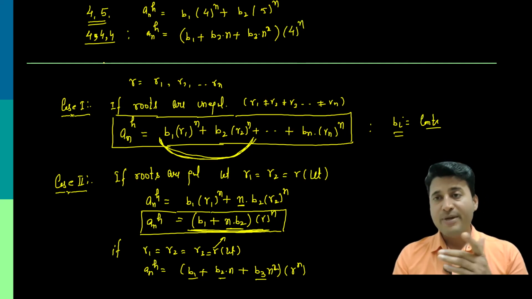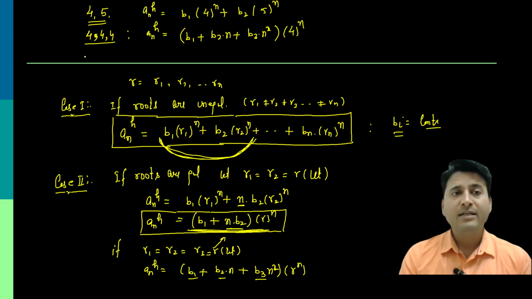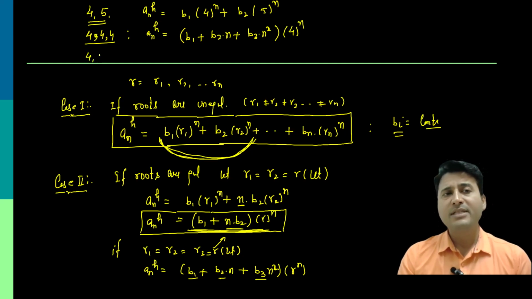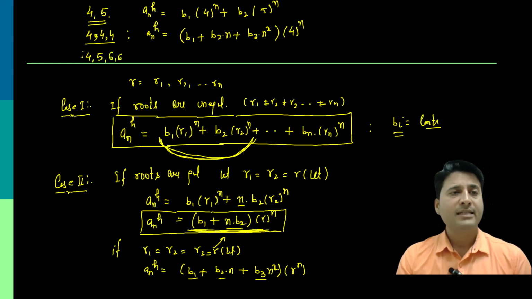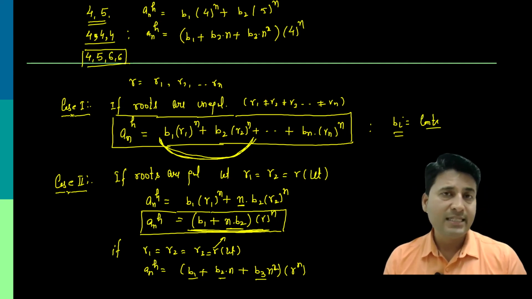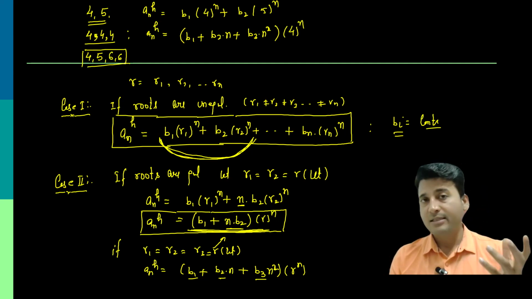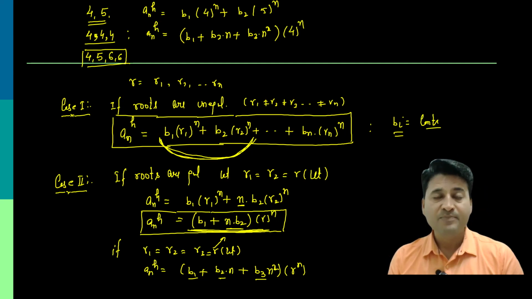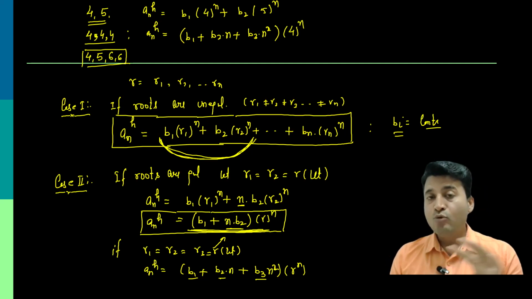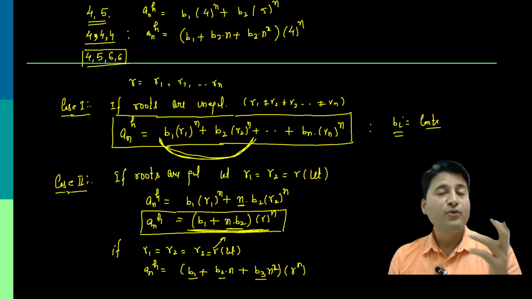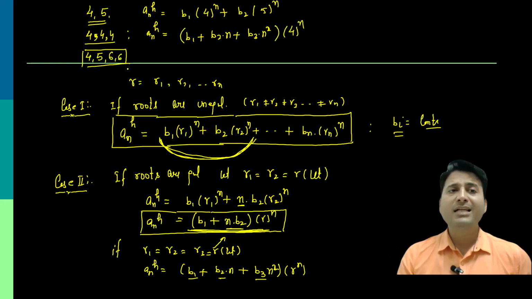Now let us take a combination of the two. Quite an interesting one. This time the roots come out as 4, 5, 6, 6. Now what would you say for this? Can I say all the roots are distinct, all unequal? The answer is no, because 6 and 6 are the same. Can I say all the roots are equal? The answer is no, because 4 and 5 are different. So in this scenario, we'll apply the combination of the two.